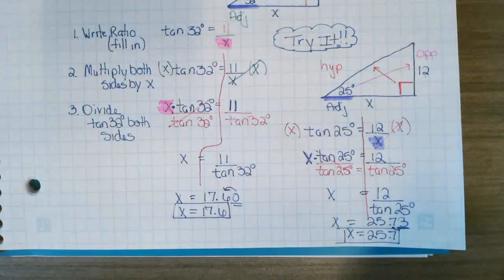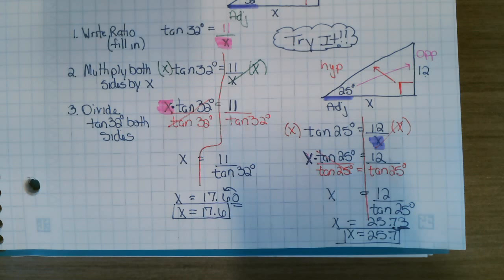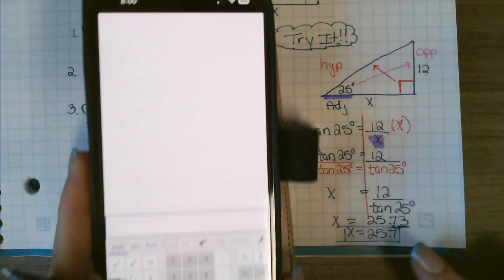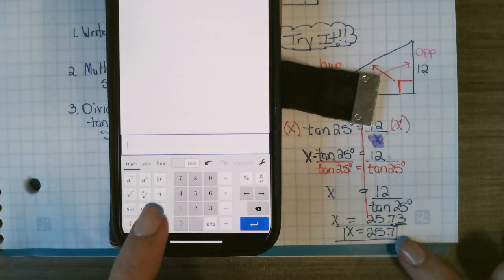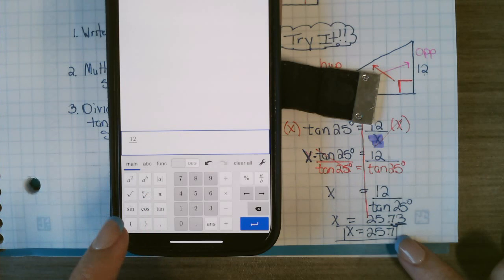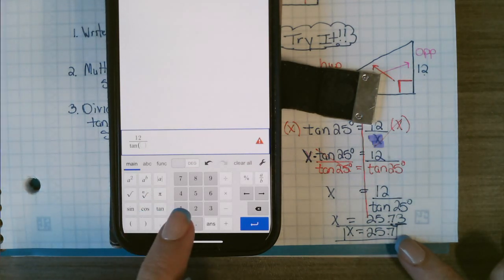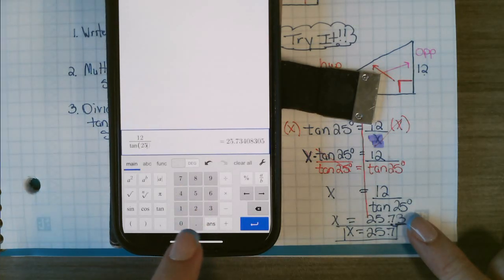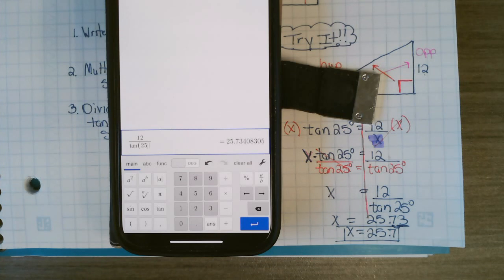So that is how you do the tangents. I actually like the Desmos calculator better on that, so I'm going to show you because it's actually just easier to put in, because all you have to do is do 12 divided by tan 25, and you've got your answer. So the calculator they actually give you on the FSA, the FAST test, is actually easier.